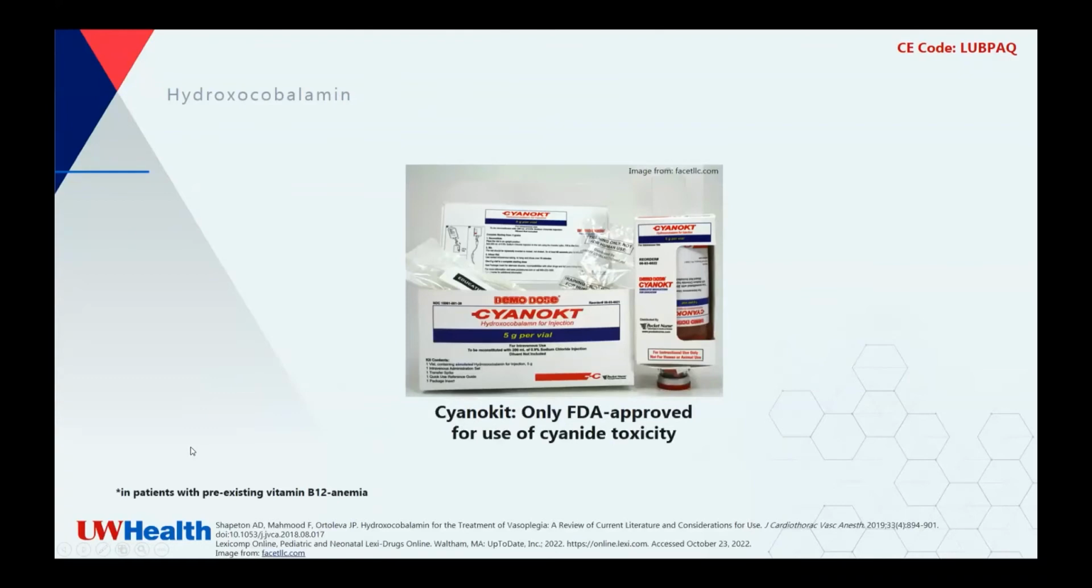Hydroxocobalamin is most commonly supplied in the injection kits, which are known as the cyano kits. And again, it's only FDA approved for the use of cyanide toxicity, but this is what we would use for vasoplegia as well.